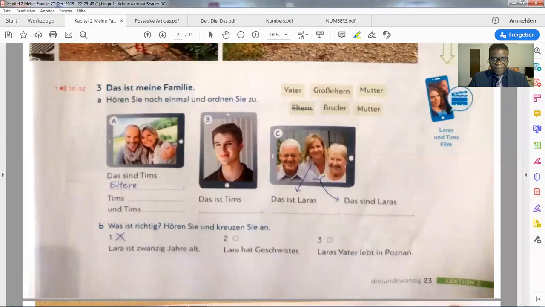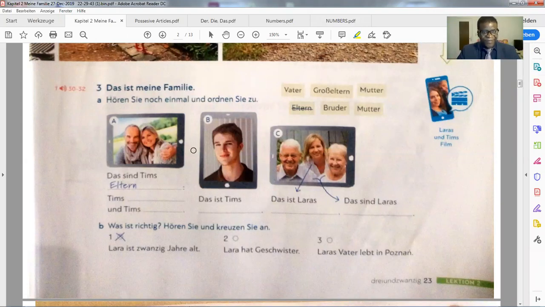Now, we're going to continue with our lesson 6, Meine Familie. My family. What I'm going to do is share the screen so that I get back to my usual book or board, and you're going to follow me. So, here we go. This is where we ended right from the last lesson. Remember, we are on the lesson called Meine Familie, my family.